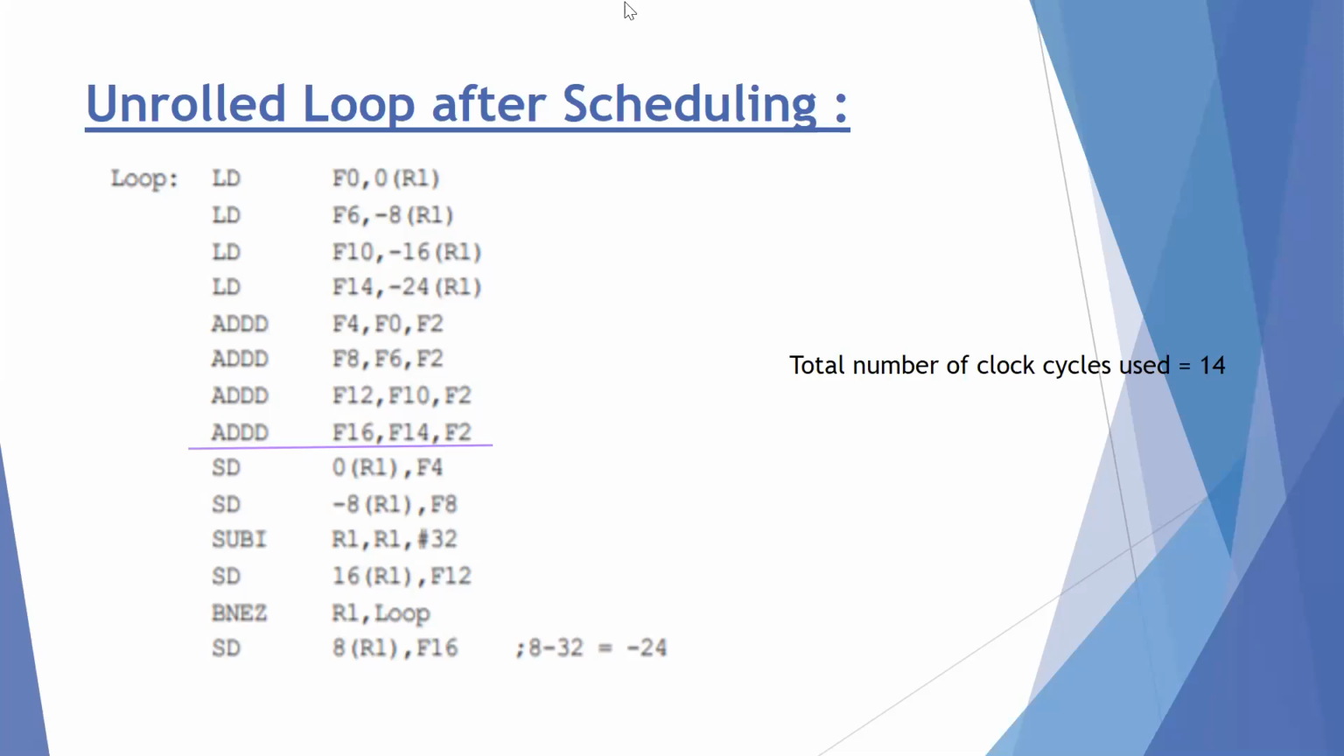So if we just start storing, the first result is available in F4, F5. So we store it in 0 R1 back, and earlier this add and this store were separated by 2 stalls. Now there are 3 independent instructions in between. Again the problem of stall is resolved. Next one, from F8, F9 we are storing to minus 8 R1. Again these 2 instructions were also separated by 2 stalls. Now we have 1, 2, 3 instructions in between. The stalls are all gone.